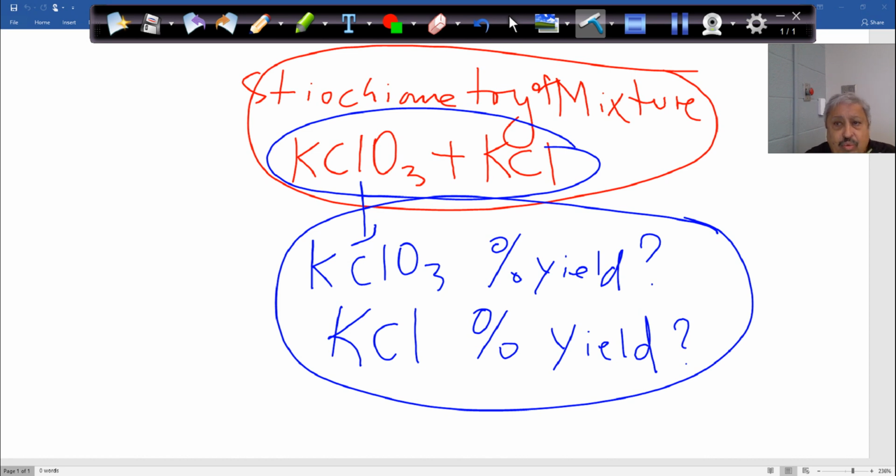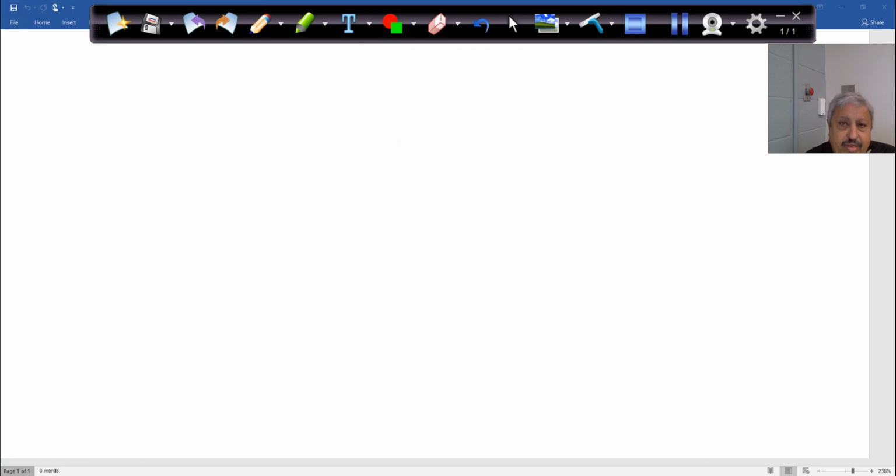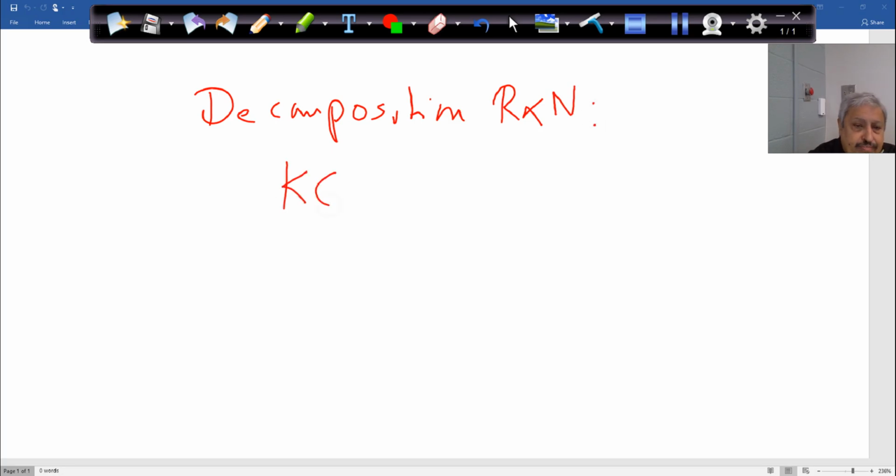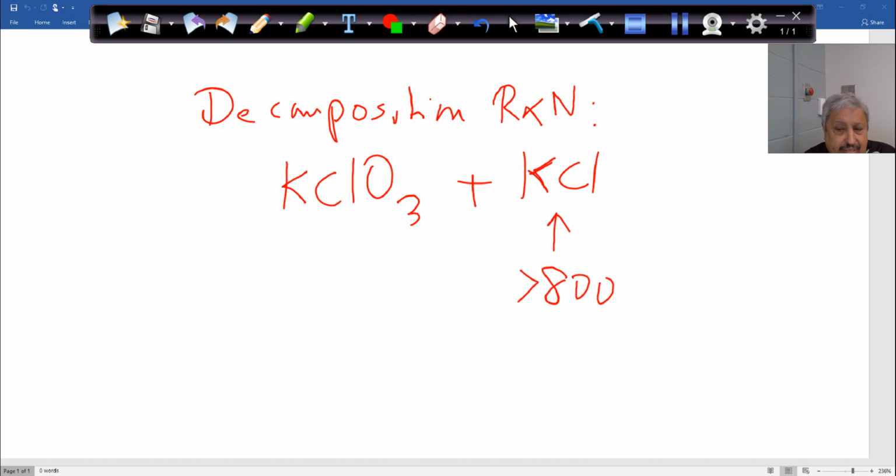Now, with this in mind, we'll take this mixture and start heating it and decomposing it. So we'll use a decomposition reaction. We'll take advantage of the chlorate decomposing. Potassium chloride is greater than 800 to melt; that's its melting point. The chlorate is less than 800; that's its melting point.